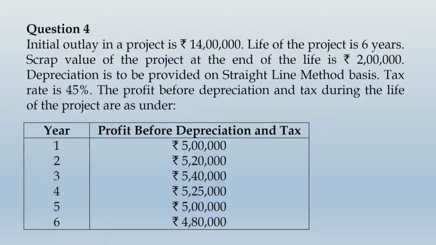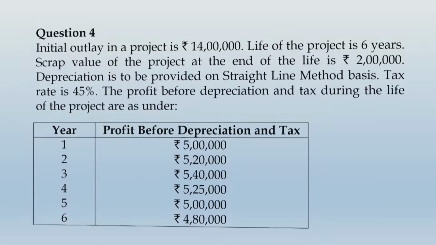So they have given 6 years of life and each year's profit before depreciation and tax has been informed to you. Now as far as depreciation is concerned, your initial cost of the project is 14 lakhs. Scrap value at end of the life is 2 lakhs. So the depreciable amount will be 14 lakhs minus 2 lakhs. That will be 12 lakhs, which will be charged over 6 years period on a straight line basis. So that will be 12 lakhs divided by 6 years. So annual depreciation would be simply rupees 2 lakhs.